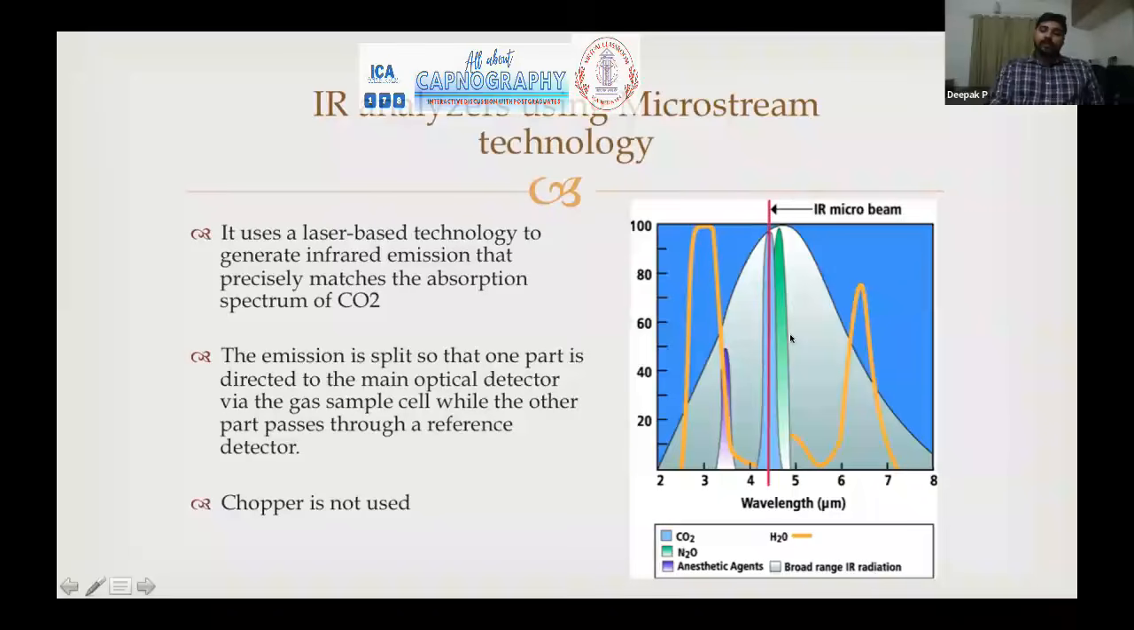and therefore the need of a chopper disc and everything. For that, we have introduced a new system, that is the microstream technology. In microstream technology, it uses a laser-based technology to generate infrared emission that precisely matches. You can see the pink line here, a microbeam of infrared radiation that is exactly in the wavelength of carbon dioxide, incident upon the sample gas. And with that, we can get a much clearer idea without interference from nitrous oxide or any other anesthetic agents. This is the microstream technology.